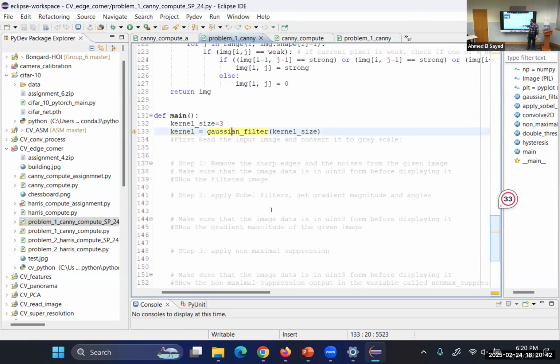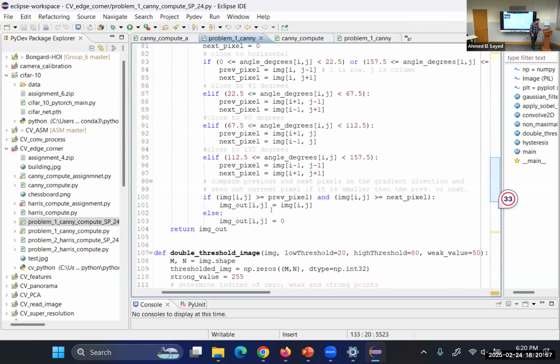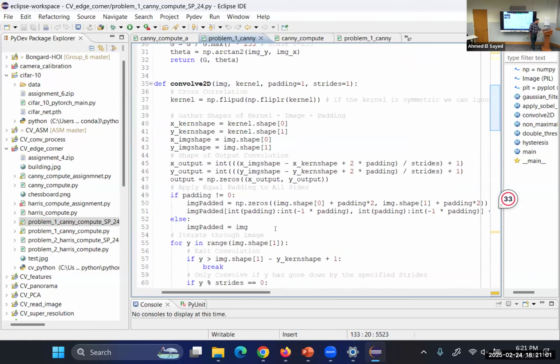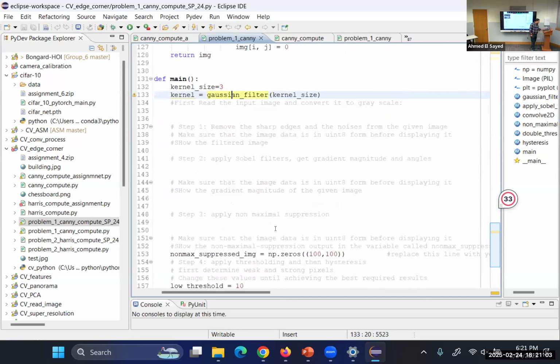Then I have to apply the Sobel filters. I have to apply Sobel in the X direction and Sobel in the Y direction. The values of the Sobel filter you already know, so you can easily apply it using, again, the convolution process. Convolution 2D. Okay?